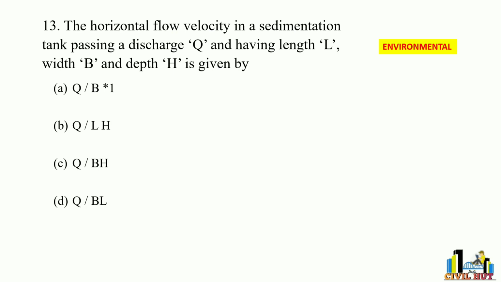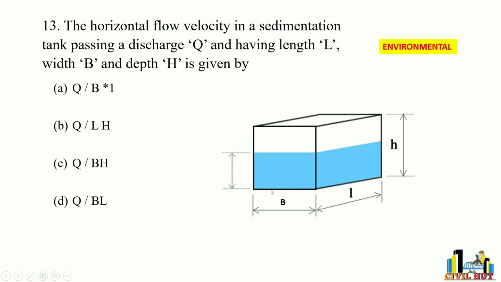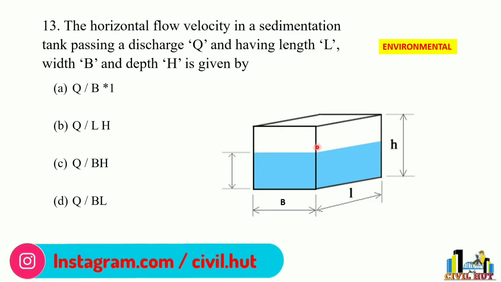Here we are finding velocity V equal to Q by A, which means the water is flowing from this side, horizontal flow velocity, this side. This is the width B, height H, length L. Water is flowing from this side and the area is taken as this area, B into H, and Q is the discharge. The horizontal velocity is Q by B into H.